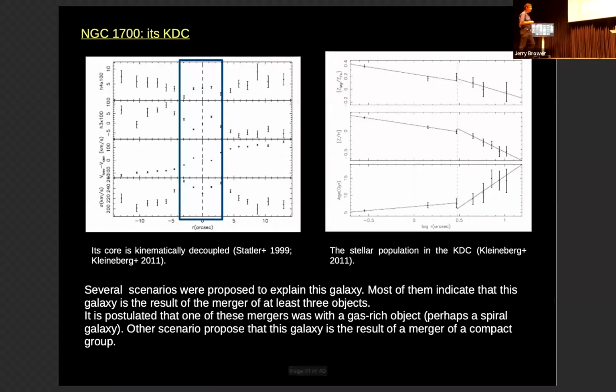Okay, this galaxy has a kinematically decoupled core too. You can see the presence of this here, and here is the result by Kleinberg, where they present the result about the stellar population in the central part of the galaxy, and they found that the nucleus of this galaxy is young.